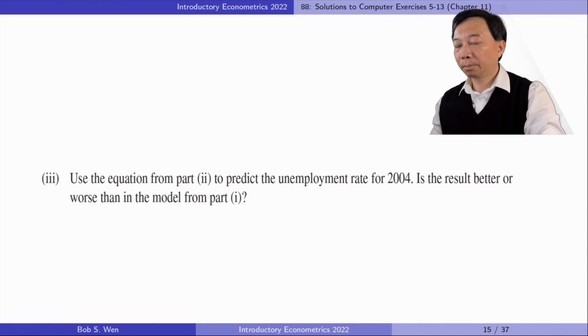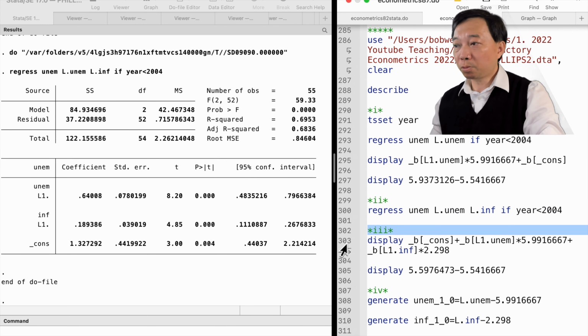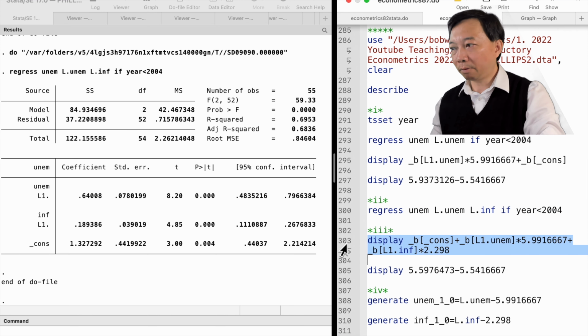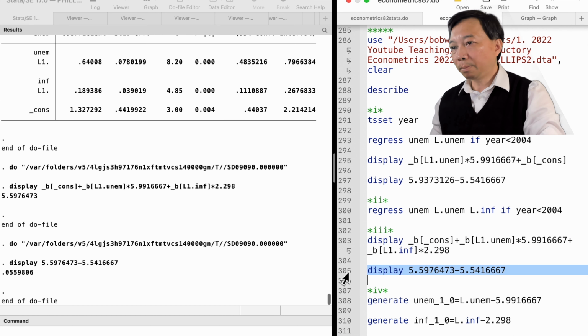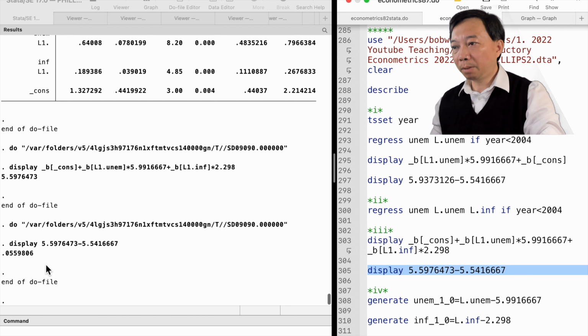In Part 3, use the equation from Part 2 to predict the unemployment rate for 2004. Is the result better or worse than in the model from Part 1? The prediction is much better than that from Part 1. The model overestimates the unemployment rate by only 0.06 points.